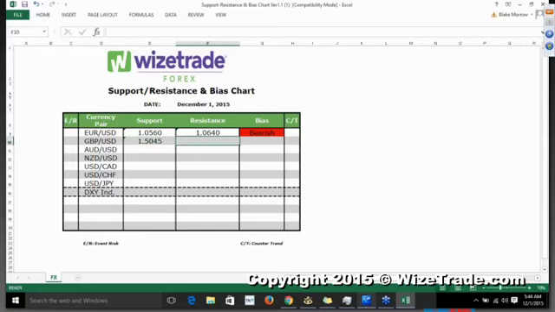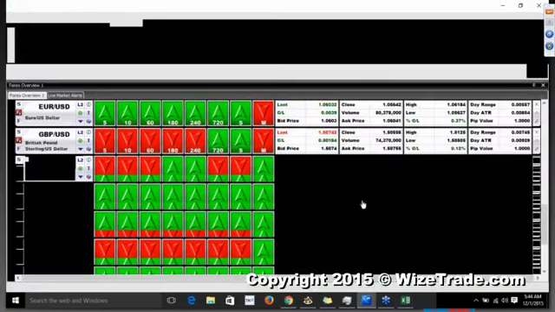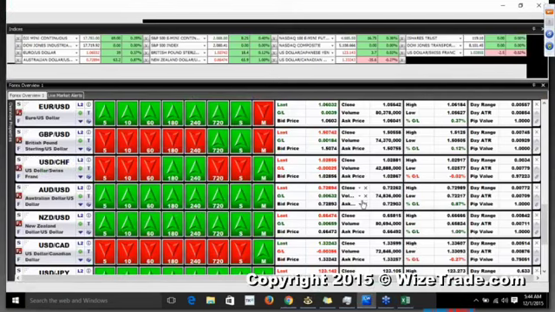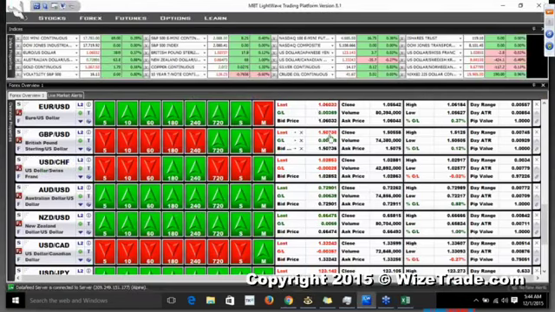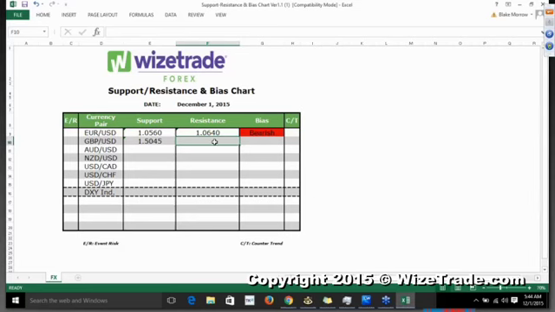Obviously, resistance is going to be the overnight high, and the overnight high is currently 151 and a quarter, 1.5125. We are still in a bearish trend. We are still in a bearish trend with the cable.